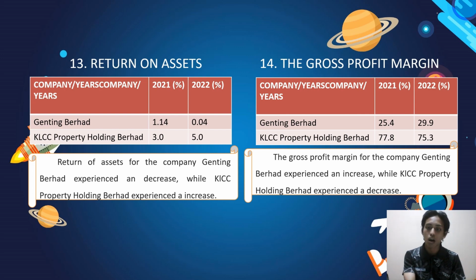We can see a decrease of around 1.10%. But for KLCC Property Holding Berhad, it increased from 3.0% in 2021 to 5.0% in 2022, so an increase of 2%. For the gross profit margin, you can see Genting Berhad increased, but KLCC Property Holding Berhad decreased in gross profit margin.